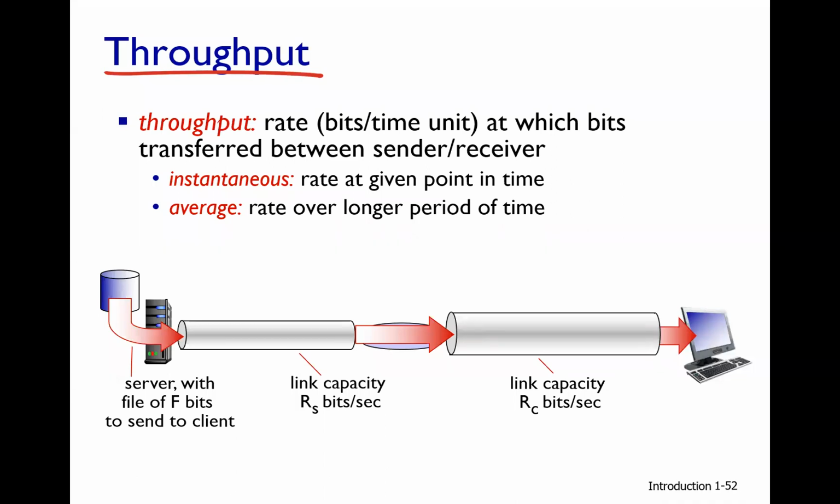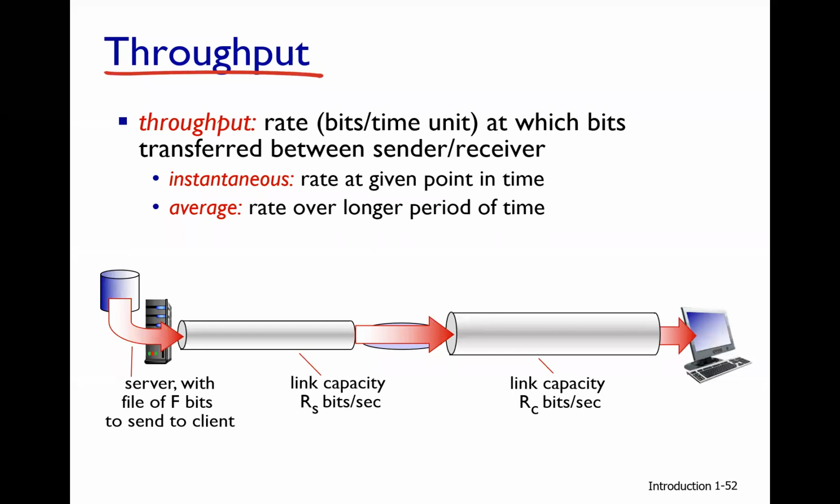And because this is a rate, we have two different contexts when talking about throughput. The first one is instantaneous. This is the throughput at a given point of time. The second context for throughput is the average. This is the rate averaged over a longer period of time. We have probably seen a mixture of both of them.